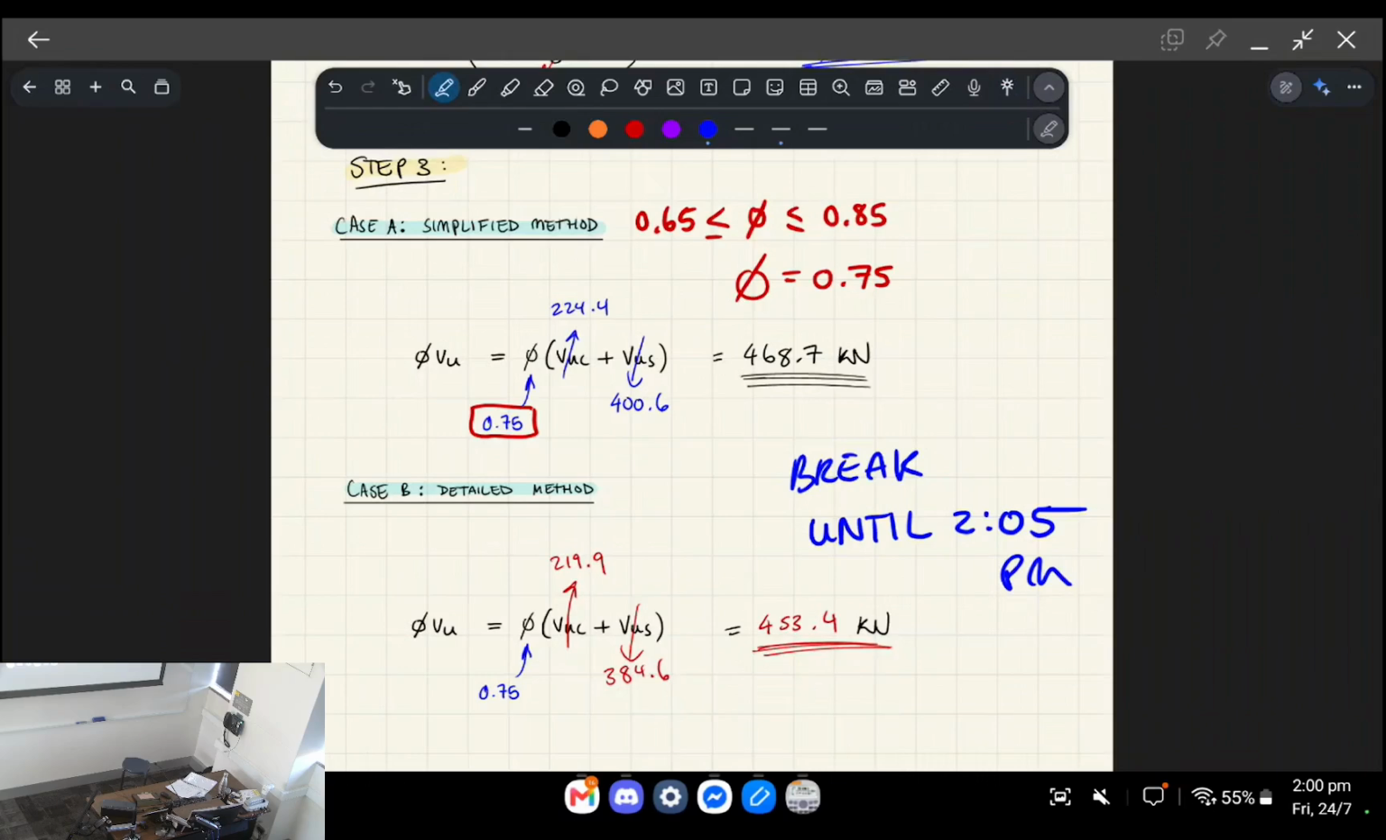The simplified method just says the angle doesn't deviate that much. That's it. Full stop.